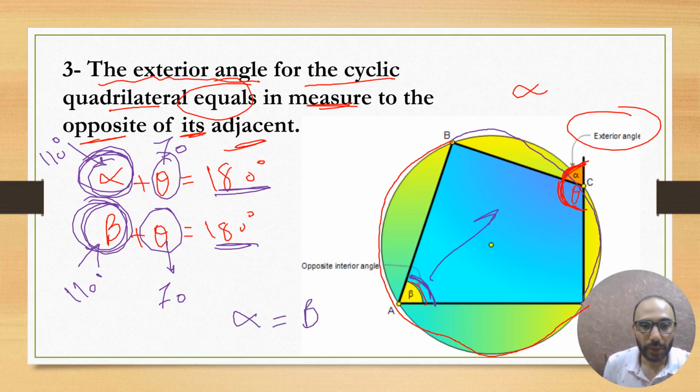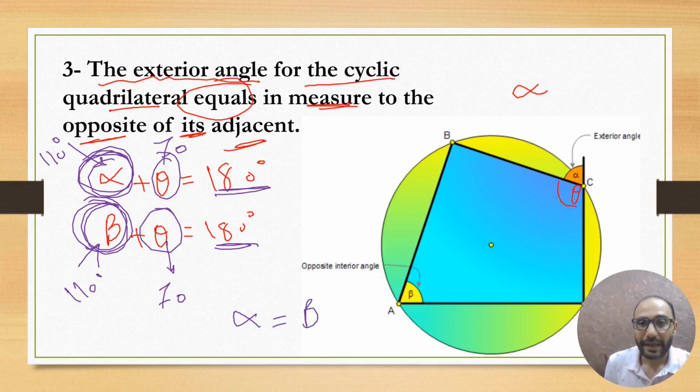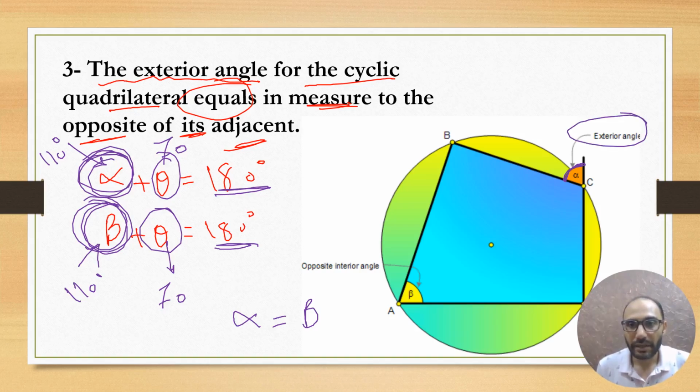So that's what we want to illustrate here: if there is an exterior angle for a quadrilateral, we didn't say it's cyclic up to now. If you find an exterior angle, let's say 70, and this exterior angle equals the opposite of its adjacent. Where is the adjacent of alpha? This one, theta. Where is the opposite? Beta. If alpha equals beta, that means this quadrilateral must be a cyclic quadrilateral. So if there is an exterior angle equal to the opposite of its adjacent, this quadrilateral must be a cyclic quadrilateral.